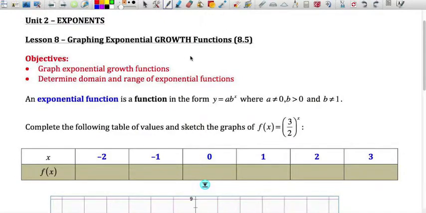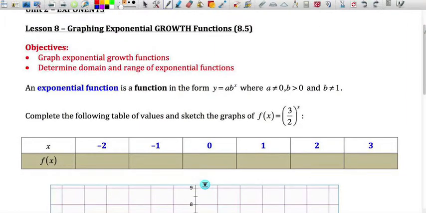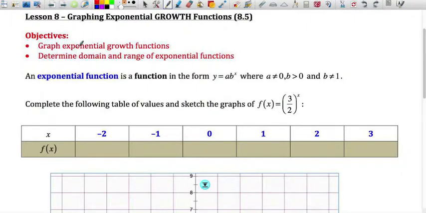Okay, so in this lesson what we're going to be doing is focusing on the graphing of exponential growth functions. We've already done our introductory activity, and in this lesson we're going to focus on two aspects. We're going to graph a variety of exponential growth functions, and we're also going to be looking at the domain and range of those exponential functions.